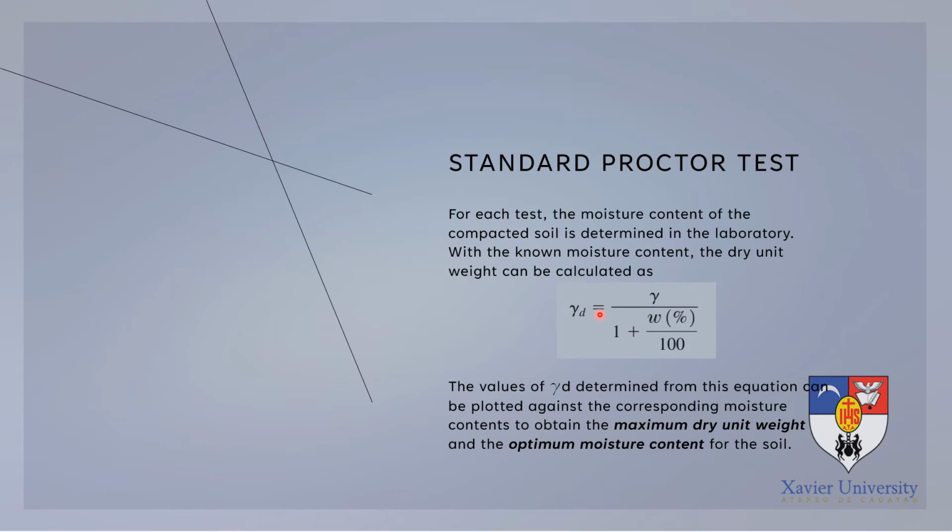So you will be computing the gamma dry and the actual moisture content corresponding to that specific unit weight, and then you will be plotting that on the curve similar to what we showed earlier, and then from there you will be able to identify the peak value of our unit weight, which is our maximum dry unit weight or the MDD, and then the moisture content that would give us that highest value of our maximum dry unit weight, which we now call our optimum moisture content.